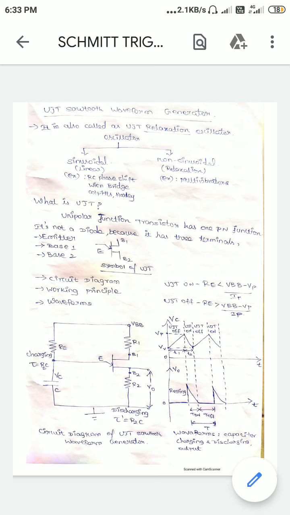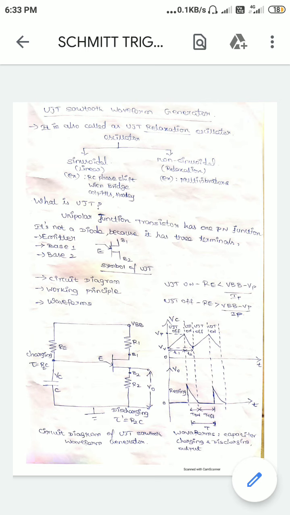It is generally classified into two types. One is the sinusoidal or linear oscillator. Another one is the non-sinusoidal or relaxation oscillator. Sinusoidal oscillators we have already discussed in the fourth unit. You know the examples also: RC phase shift oscillator, Wien bridge oscillator, Colpitts and Hartley oscillators.